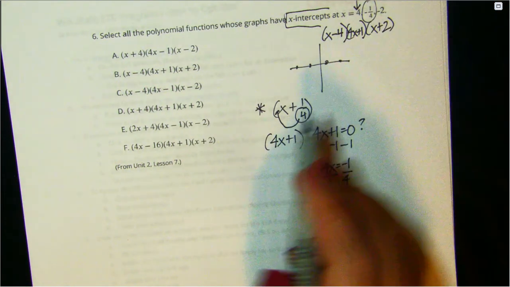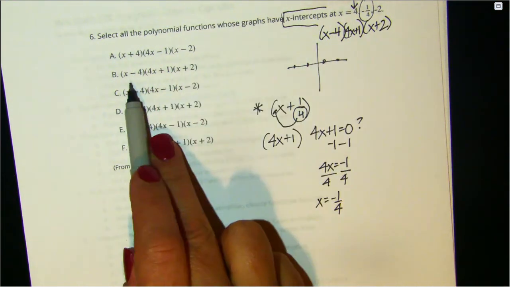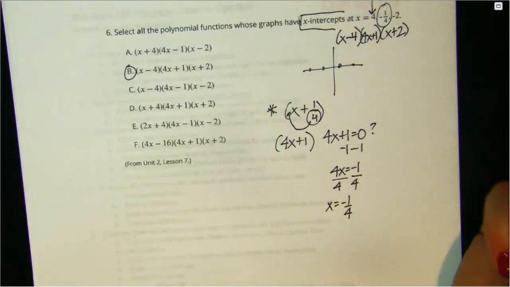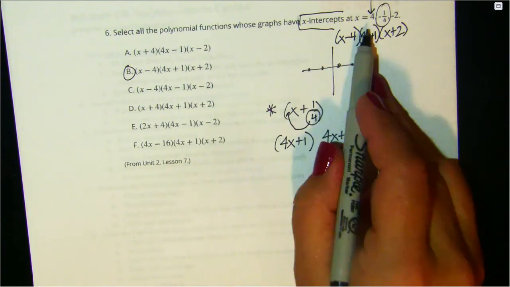So now we just have to go over here and find this one. I got the -4, 4x plus 1. There it is. You could have done it the other way. You could have looked at each of these until you found which match.